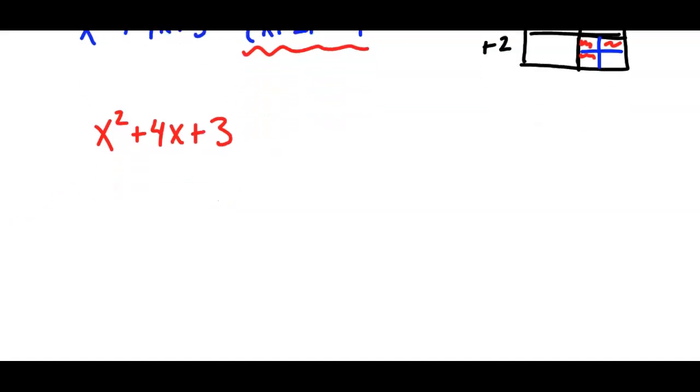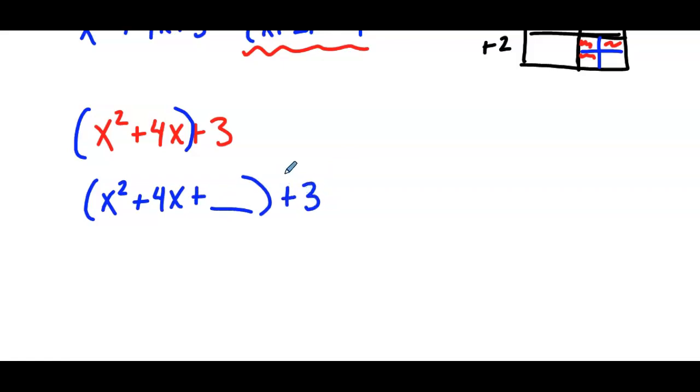So the first thing that we should do is put the first two terms in parentheses. Think to those last examples, right? x squared plus 10x plus k. When we just have the x squared term and the x term, we know how to find the constant that would create a perfect square trinomial. So we have x squared plus 4x plus that value that's going to create a perfect square trinomial, and then the plus 3 that we pushed outside of the parentheses.